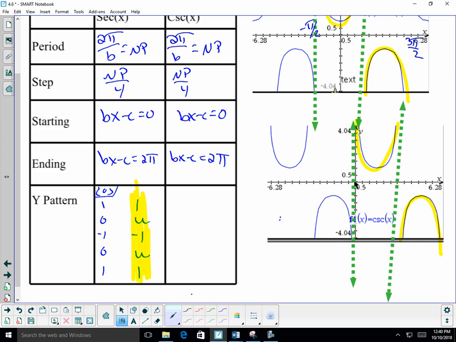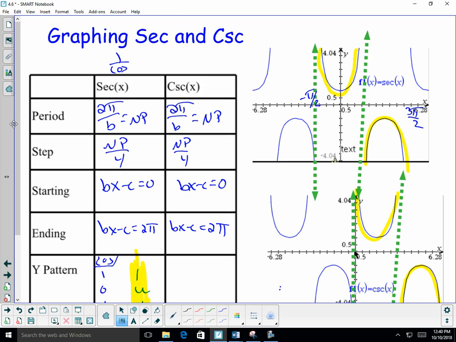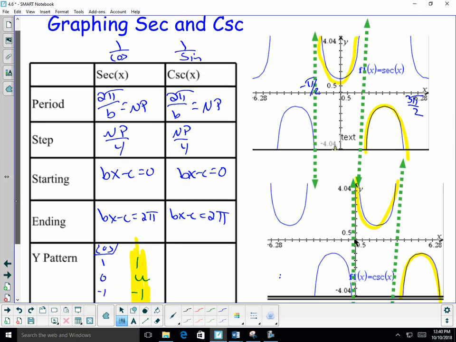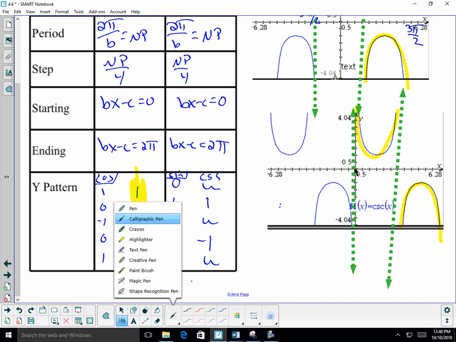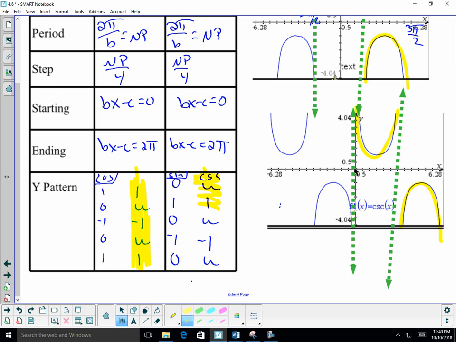So when I go to do cosecant, that's 1 over sine. Well, the pattern for sine was 0, 1, 0, negative 1, 0. Now to do the cosecant, anything that has a 0 will be undefined, and then take the reciprocal of 1 and the reciprocal of negative 1. So this is your y pattern for cosecant. Again, you're going to do a bunch. You're going to start to memorize them, and it'll be great. So let's do one of each.